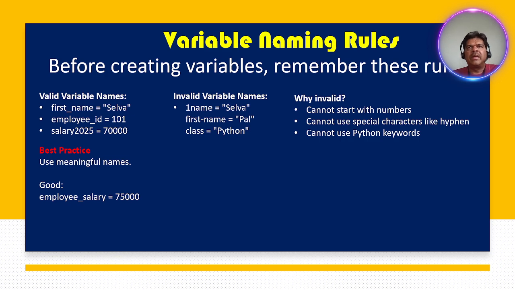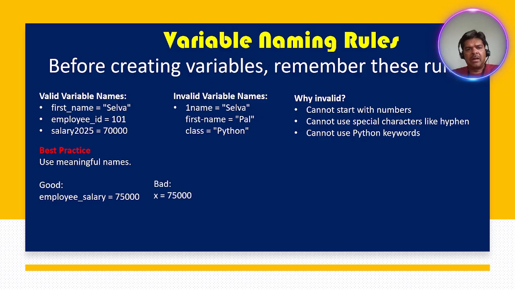Employee_salary. Yes, I can understand. This variable is going to hold the employee salary. First_name. Yes, I can understand that one. That variable is going to have the user's first name. Last_name. Yes, it is going to hold the last name. So employee_salary, whatever it is, but the name should be a meaningful name.